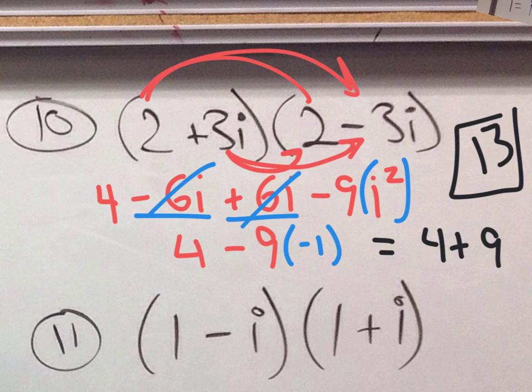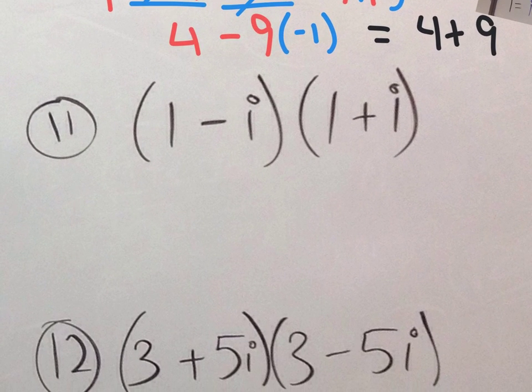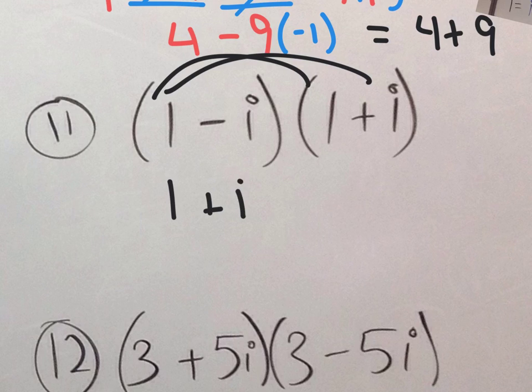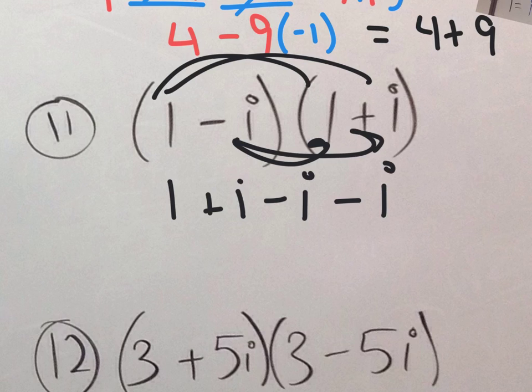Notice that the i's disappeared. They canceled out. Number 11. Let's do it. 1 times 1 is 1. 1 times i is positive 1i. Negative i times 1, that's negative 1i. And then negative i times positive i, that's going to be a negative i squared.